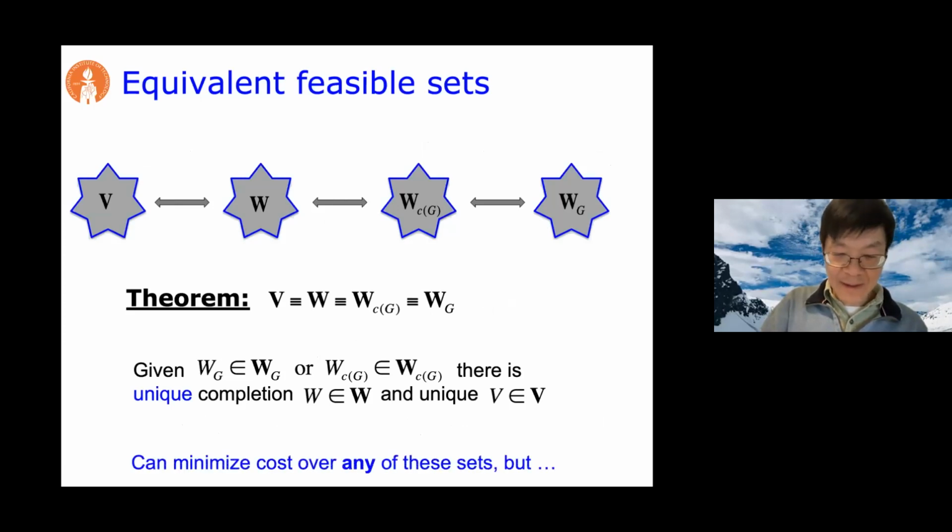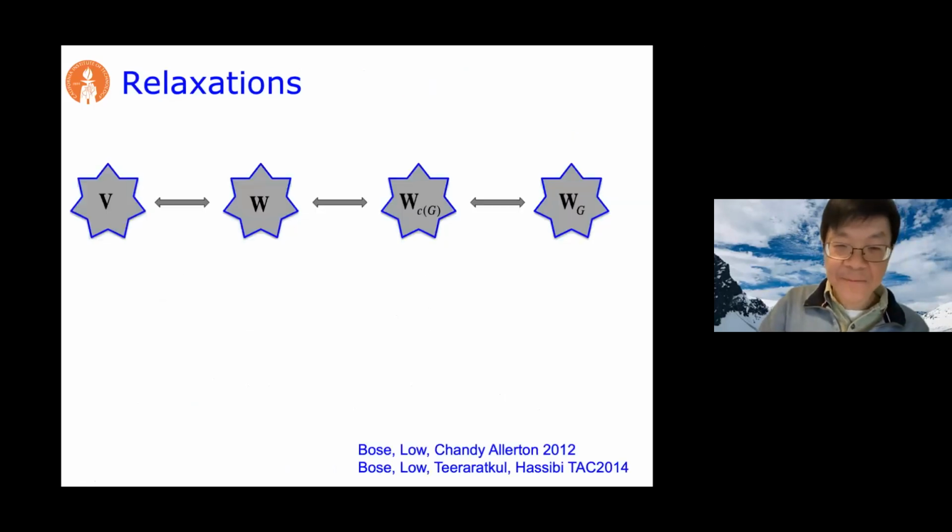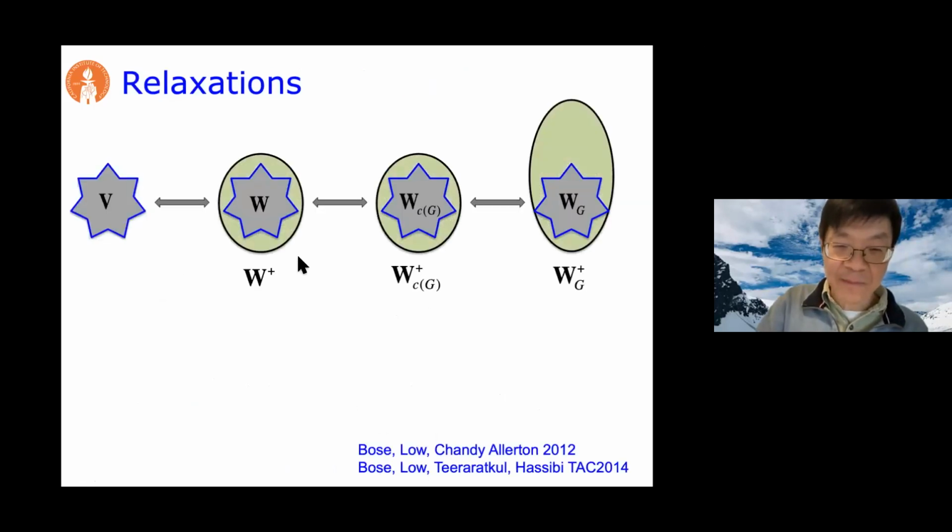And therefore, in theory, we can just solve a problem that minimizes over any of these 3 sets. And of course, the challenge is that those sets are also non-convex, but the non-convexity is in the rank 1 conditions and the cycle conditions. So we're going to ignore them. And if we ignore them, we'll end up with a superset that's convex. And that's the semidefinite relaxation. Therefore, instead of minimizing the cost over the original W or W_CG or W_G, we will minimize the cost over W plus, W_CG plus, and W_G plus, which are the supersets that ignore those rank 1 conditions and cycle conditions.